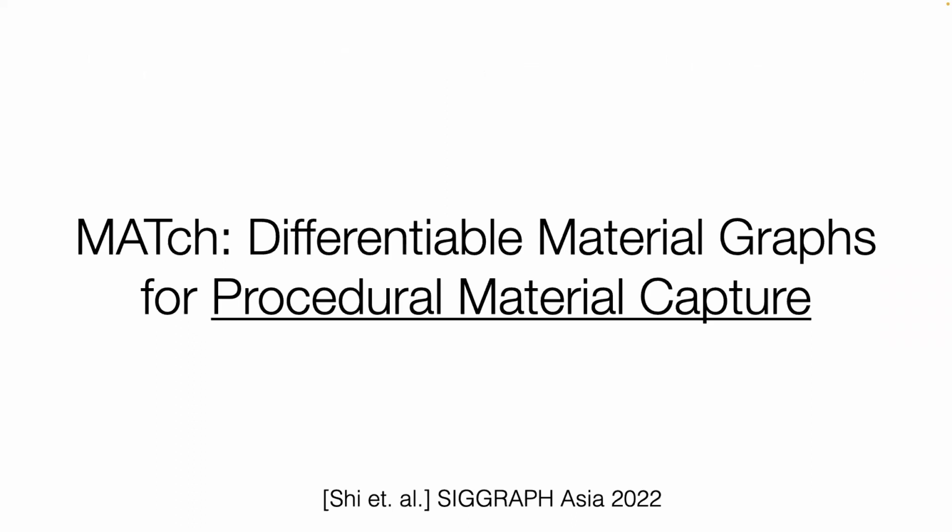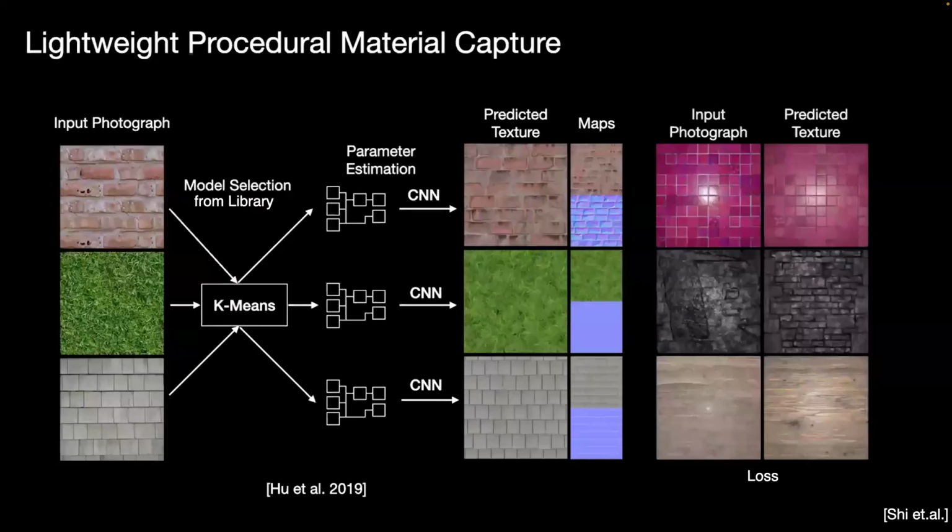And so we are going to describe this paper that's called MATch. So it's differentiable material graph for procedural material capture. The difference from what we have seen before is that here, instead of using a differentiable rendering, we need a differentiable material graph to do machine learning, right? And so this is the whole scheme.